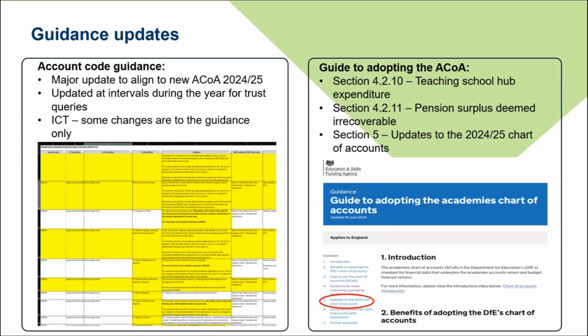So we've added two new sections, one for teaching school hubs, and that's around removal of those account codes, and also for the pension surplus deemed irrecoverable, and that's around the addition of the new account code, but you can't use it for 23-24 because it's not there. Just some guidance on that. It also includes Section 5, which shows all the updates that we've made to the chart of accounts this year.